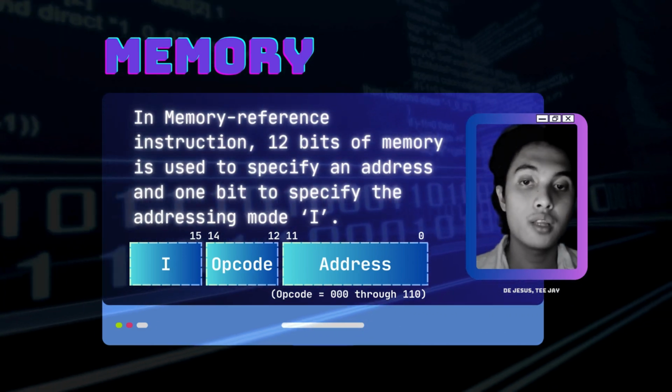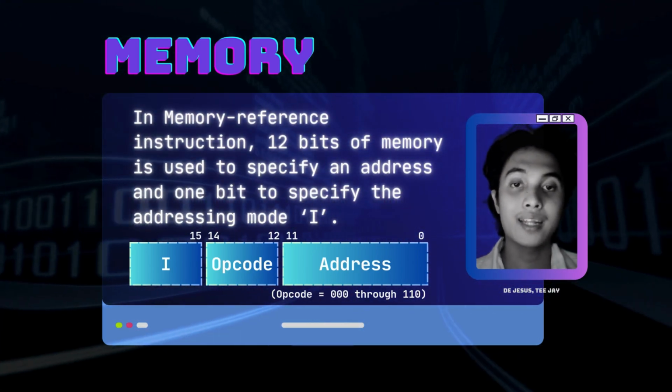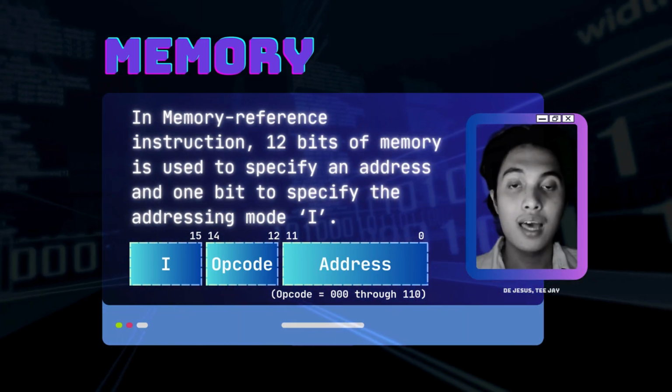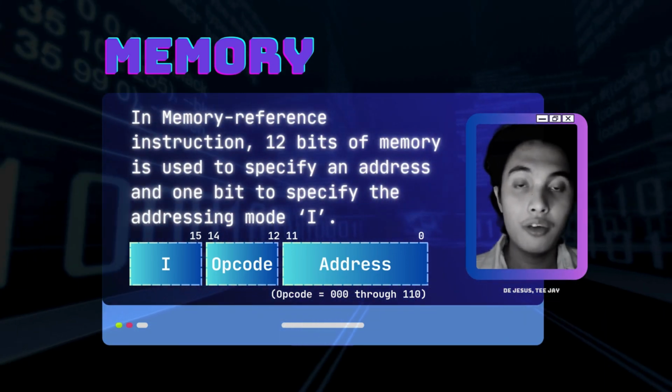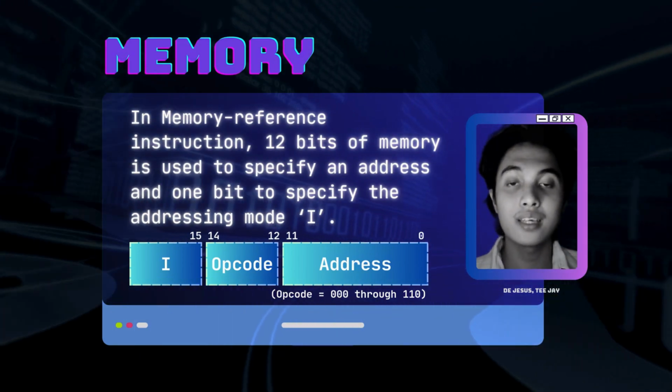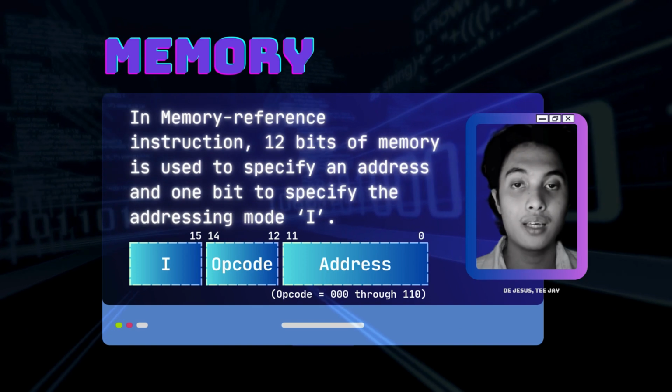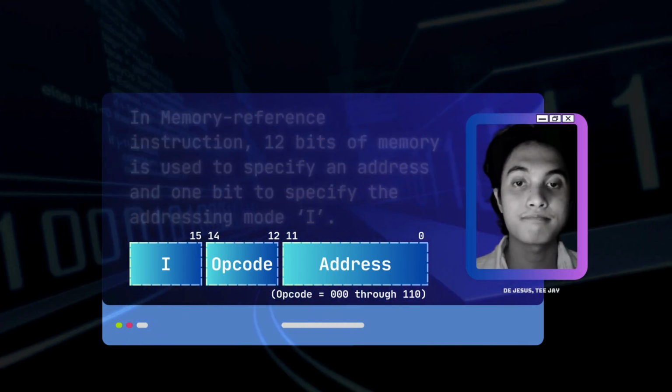The addressing mode is a 1-bit field located in bit 15, and it represents the type of addressing. There are two types of addressing. If I is equal to 0, it indicates direct addressing, while if I is equal to 1, it indicates indirect addressing.